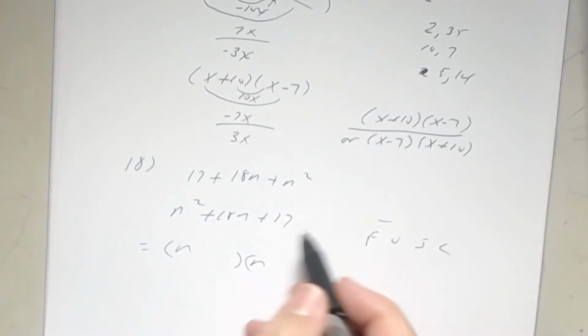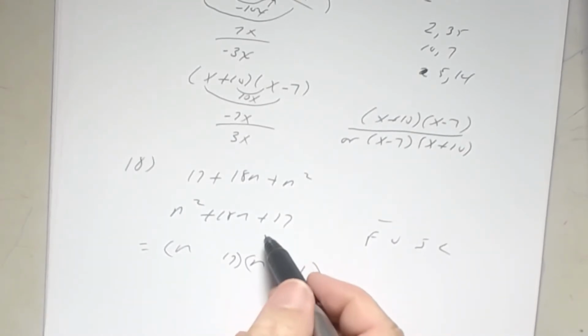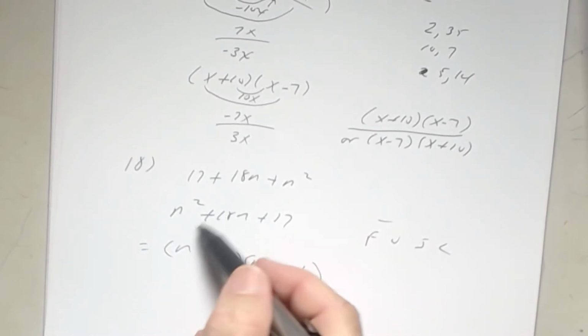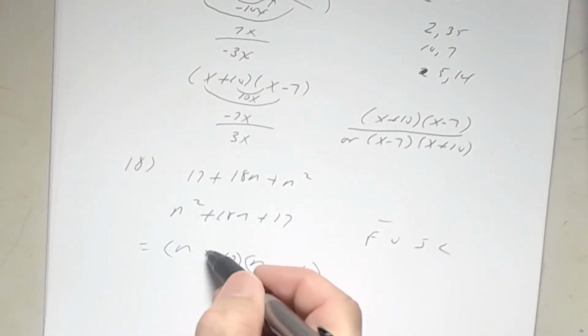So I put the 17 here, the 1 here. And it's a positive. The last sign's positive. That means these signs in here are what? The same. The same, and it's going to be the middle sign, positive. So they're both going to be what? Positive.